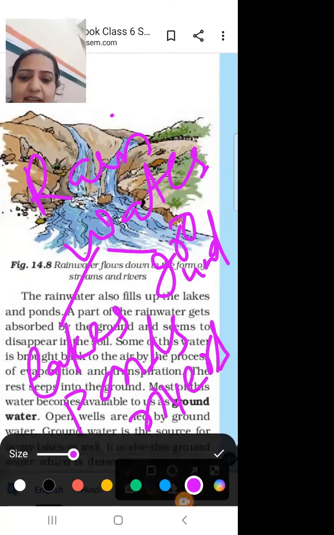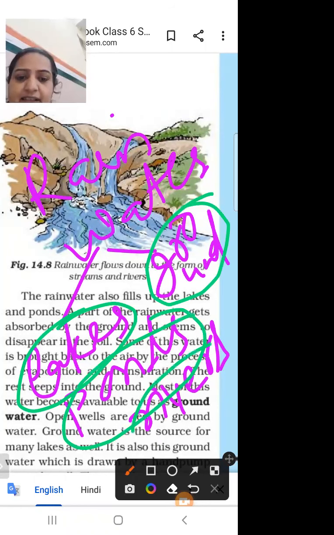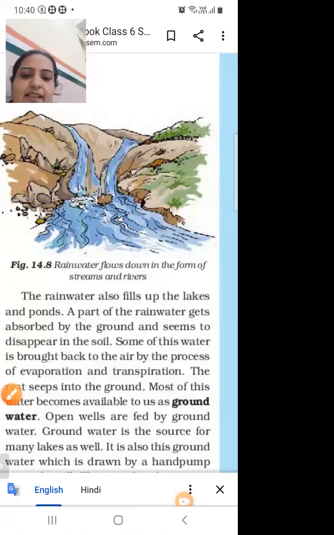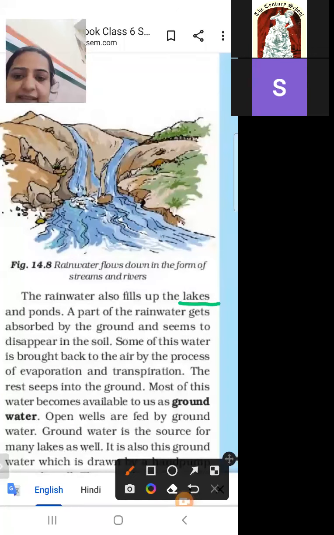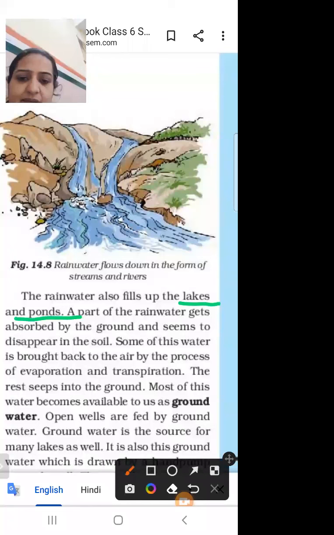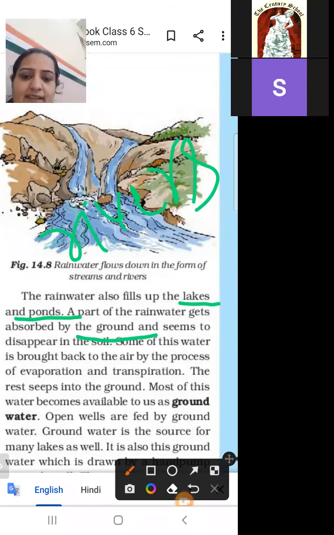So where does this rainwater go? In the lakes, in the ground, in the ponds, in the rivers. It goes into the lakes and ponds, also into the ground, and it also goes into the rivers. In the lakes, ponds and streams, and also to the ground.